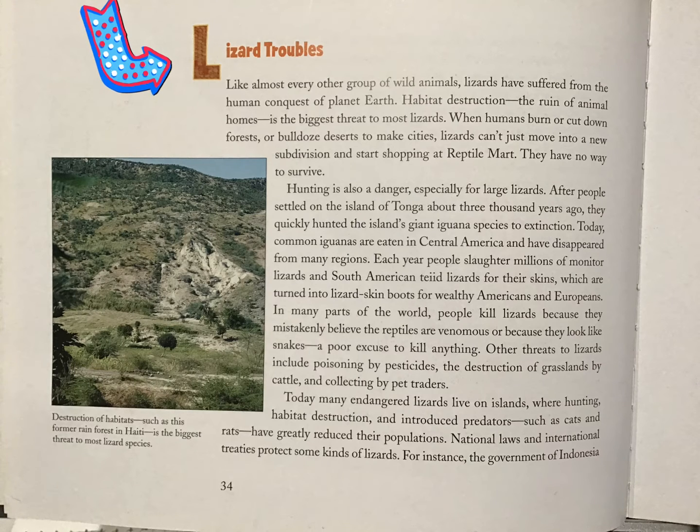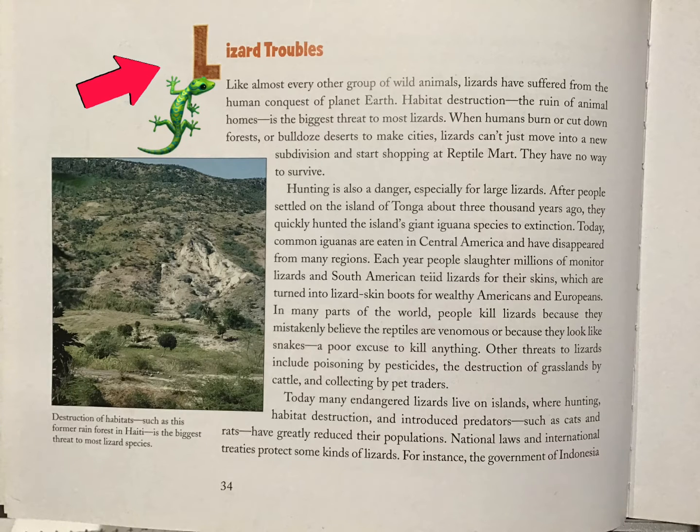The heading of this section we'll read today is called Lizard Troubles. And we'll be reading all about the troubles that lizards have. We always think about people having troubles, right? But I never really thought about lizards having them too. After reading this section today together, hopefully we'll have an idea about lizards' problems and potentially how their problems can be solved or how people can help.